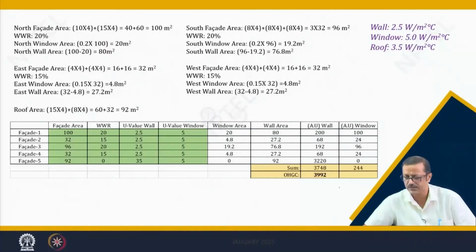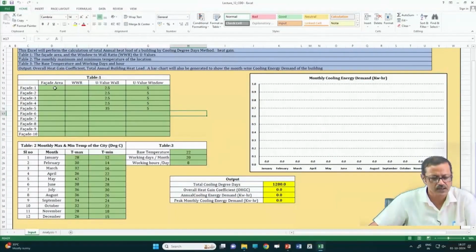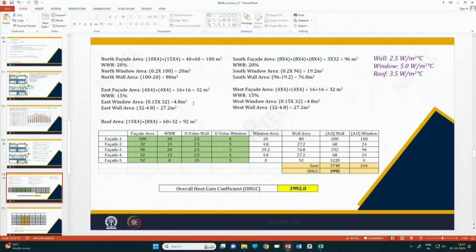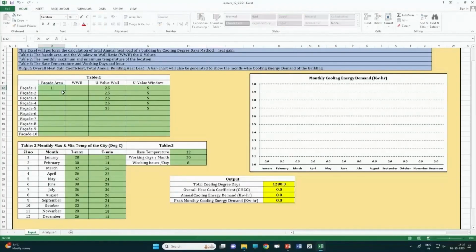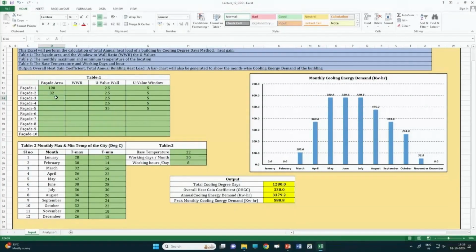I have another Excel chart for this. So, I will go to the Excel chart. So, this is that Excel. The facade 1, now I have kept 10 facades, maybe you can have different types of facade, maybe not only 4 sides. So, you may have 10 facades or so. From here I can give the areas: the north is 100, the east is 32 and this is 96.